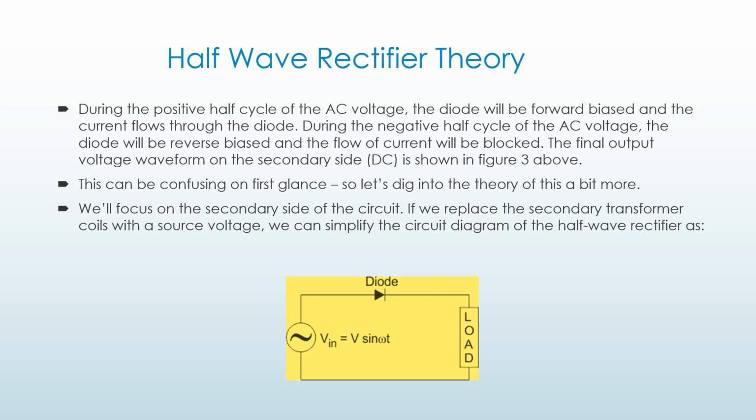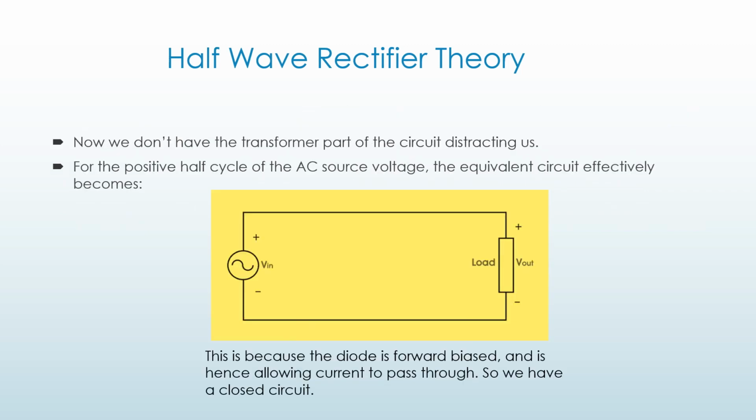We will focus on the secondary side of the circuit. If we replace the secondary transformer coils with a source voltage, we can simplify the circuit diagram of the half-wave rectifier as below. Now we don't have the transformer part of the circuit distracting us.